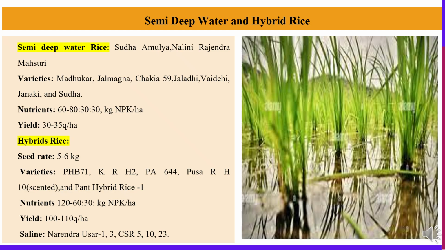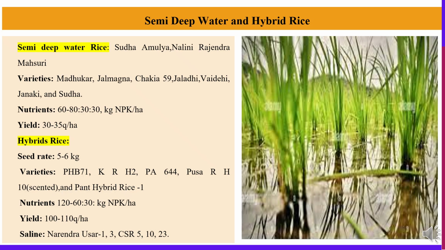Popular varieties: Mojuka, Jalmagna, Charkia 59, Jaladi, Vaidhai, Janaki, Sudho, Amulya, Nalini, Rajendra Masuri. Nutrient requirement: 60 to 80 kg nitrogen, 30 kg P2O5 and 30 kg K2O per hectare, depending on soil fertility and water depth. Yield potential: 30 to 35 quintals per hectare under proper management. Special trait: ability to survive and produce economic yield in partially flooded conditions where normal varieties fail.